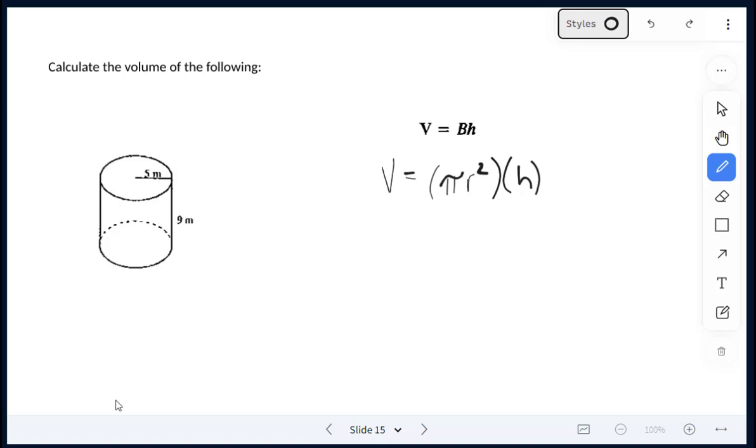Okay, so r stands for radius, pi, we're using 3.14, and just remember r squared, that means r times r. So in this example then, I'm just going to substitute 3.14 for pi. Our radius is given to us here, it's 5 meters. Just remember, r squared means 5 times 5. And then the height of our cylinder is given to us as 9. All right, and then we just have to multiply that out. 3.14 times 5 times 5 times 9. All right, so just put that into your calculators, and you should get 706.5 meters cubed.